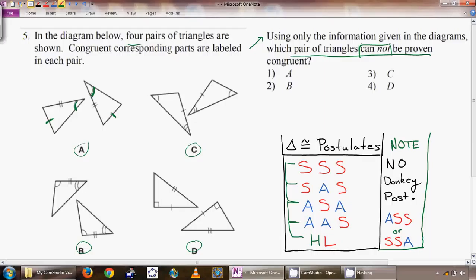And in fact, I'm going to start backwards. I'm going to start with this one here, because this is the trap. This is the one that most people think, oh, that's the pair that you can't prove are congruent. So let's talk it through.